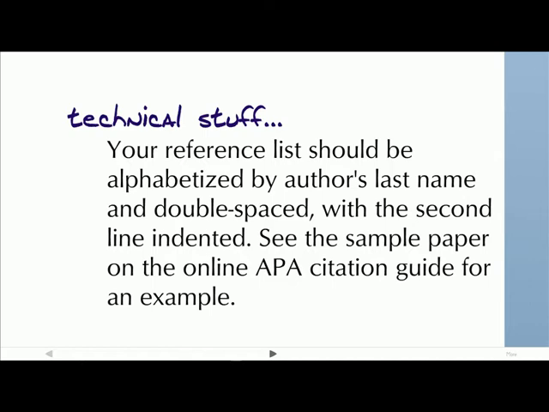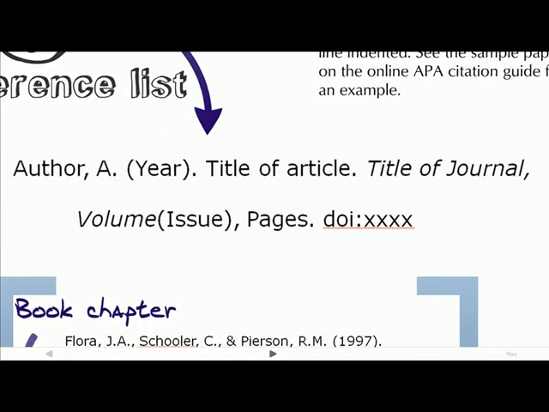The basic format for an entry in the reference list looks something like this. Author's last name and first initial, the year the article was published, the title of the article, the title of the journal, volume and issue number, page numbers, and the DOI. DOI stands for Digital Object Identifier. It's kind of like a serial number for the article, and if it's there, you should include it. If not, then just leave it out.